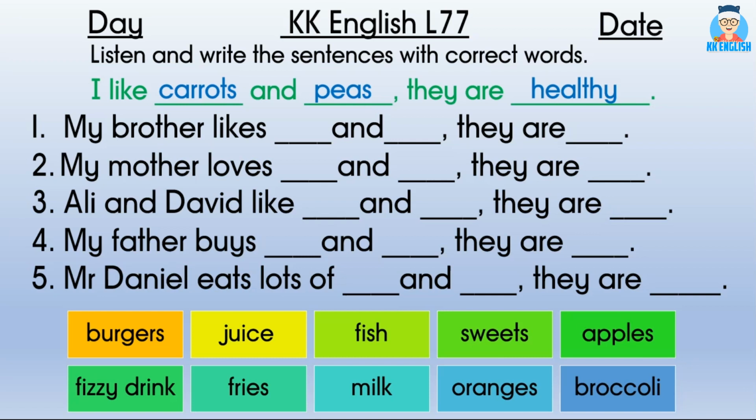They are healthy. Number three, Ali and David like fish and broccoli. They are healthy. Ali and David like fish and broccoli. They are healthy. Number four, my father buys sweets and fizzy drinks. They are unhealthy. My father buys sweets and fizzy drink. They are unhealthy. Number five, Mr. Daniel eats lots of apples and oranges. They are healthy.